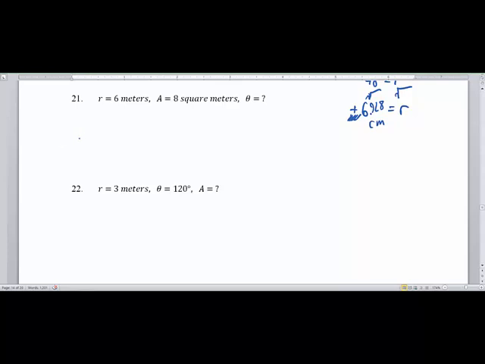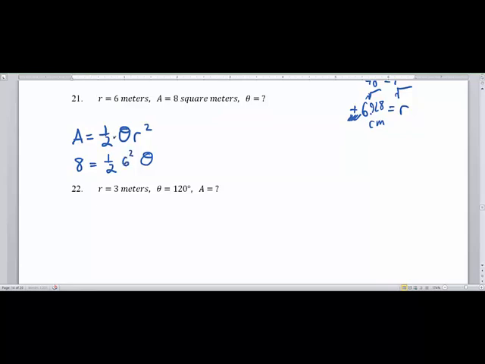What we know is our radius and our area. So let's just write down the formula. A equals 1/2 theta in radians times our radius squared. So here's what we know. We know that our A, which is our sector area, is 8. And then we have 1/2, and theta is unknown. I'm going to move the theta to the end here, but we do know that my radius is 6. So I'm going to take my 6 and square it.